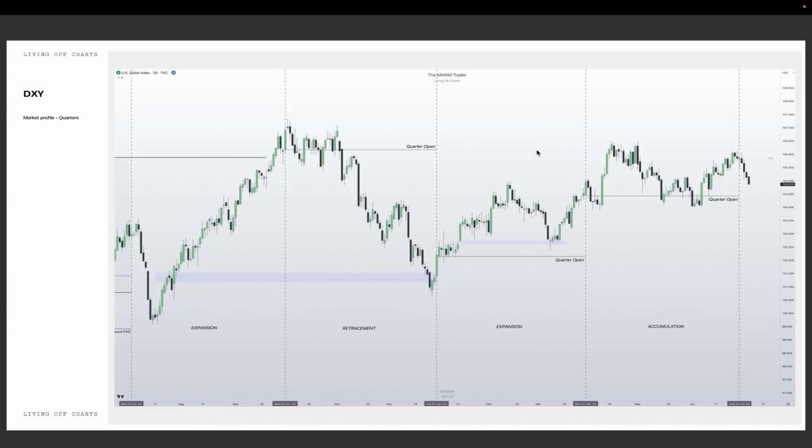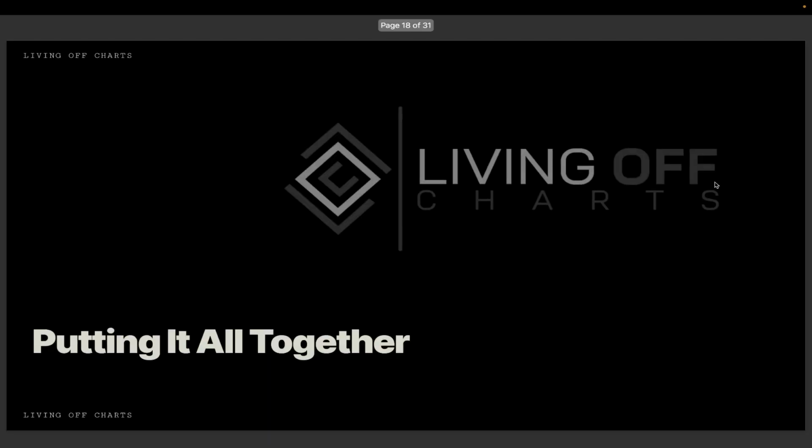We're expecting expansion to occur. We expand into the close of the quarter. Then a new quarter opens and we see price go into a consolidation for the entire quarter.